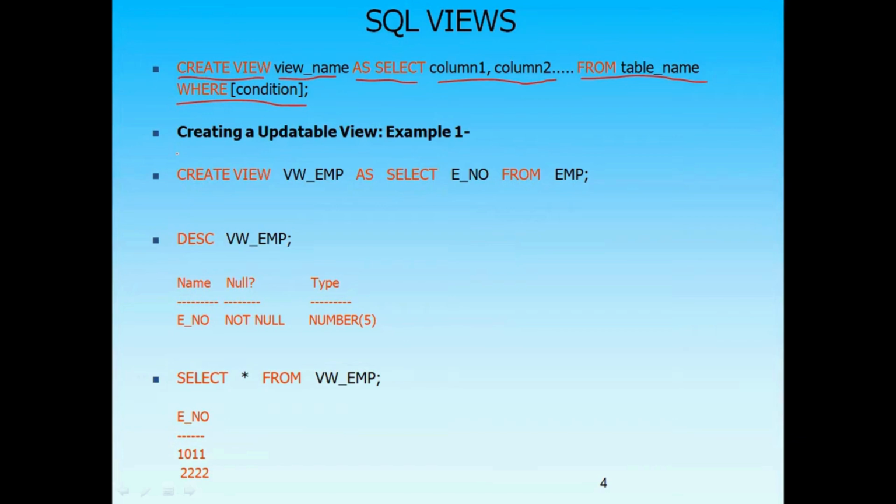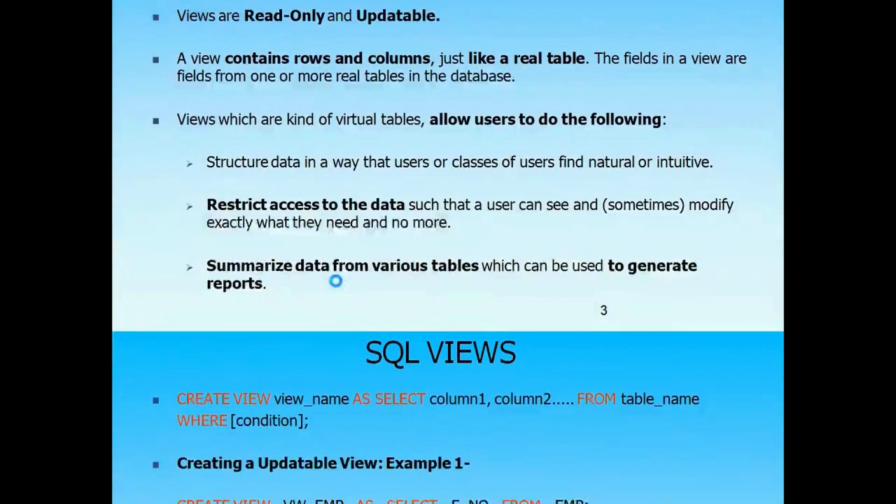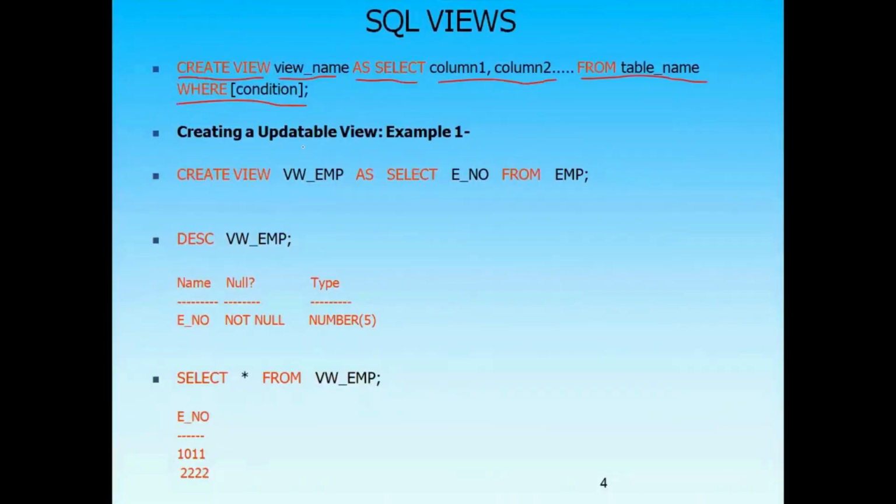Basically there are two types of view: the updatable view and the read-only view. First we will discuss the updatable view, and then I will cover the syntax for the read-only view. So updatable view means what? We can perform update operations with the view, meaning we can perform insert, update, and delete operations with the view. So here is the example: create view name.